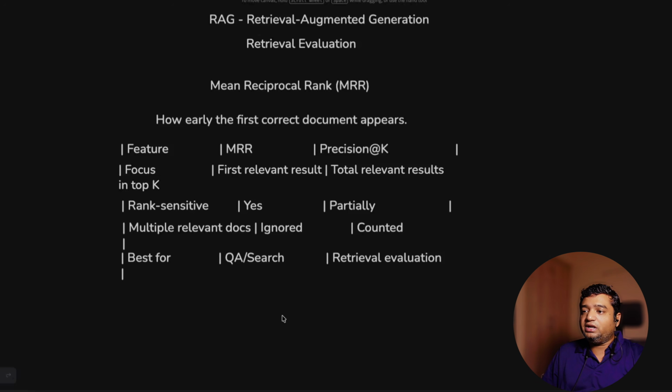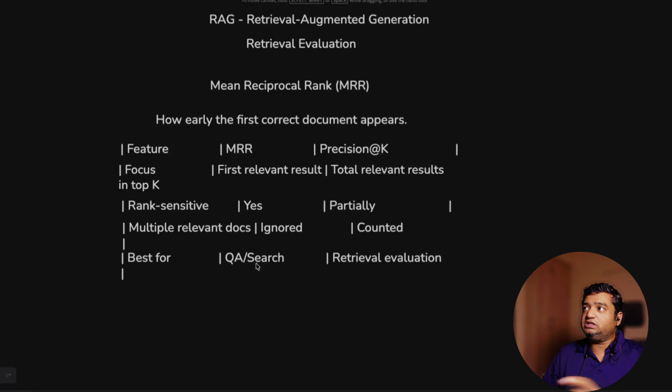So MRR is best for question answer search, because in a search engine or chatbot, you want your answer to come first, and you want your MRR number to increase. Precision is for retrieval evaluation: if you want to evaluate your retrieval portion, then precision is the right one. MRR also looks into retrieval evaluation, but its application is more in the searching domain, chatbot, and question answer domain.